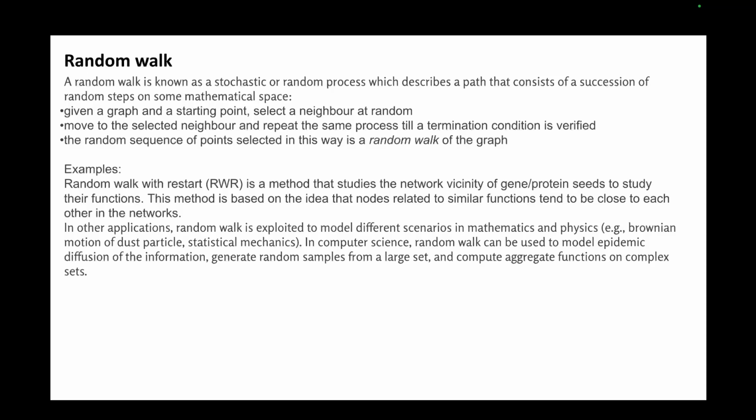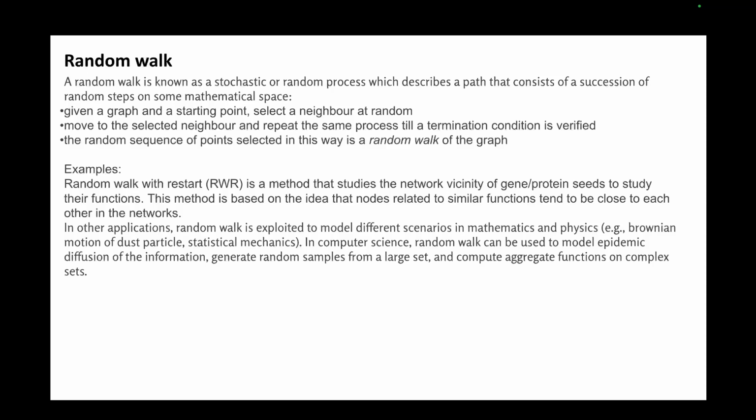A random walk is known as a stochastic or random process, which describes a path that consists of a succession of random steps on some mathematical space. That can be a graph, a network, or some other things as well. Given a graph and a starting point, you select a neighbor at random, and you move to the selected neighbor, and you repeat the same process till a termination condition is verified.